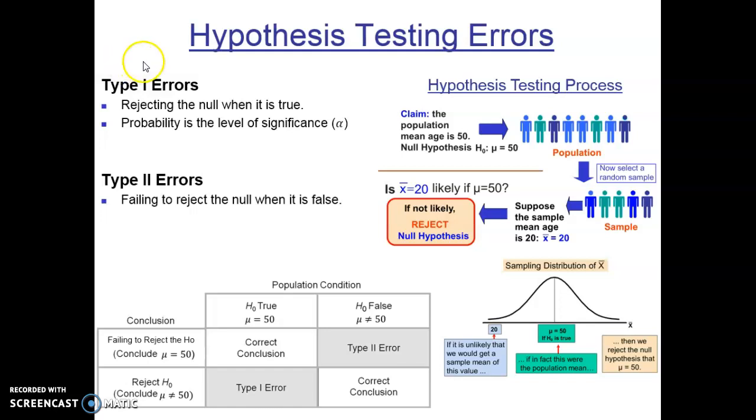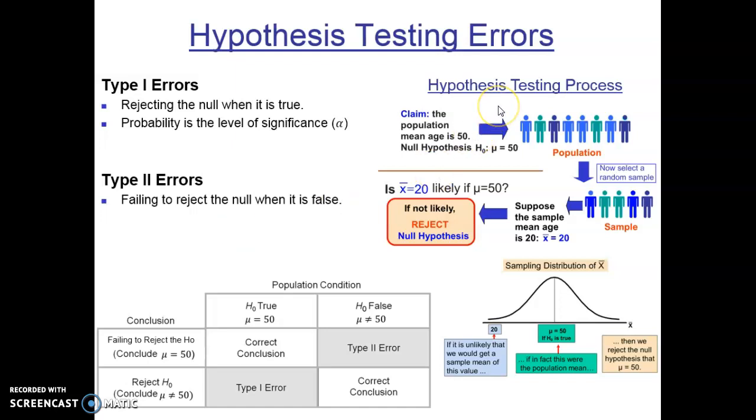Now let's take a look at hypothesis testing errors. And there's two types that we're going to consider. The first type is rejecting the null when it is true. The second type is failing to reject the null when it is false.